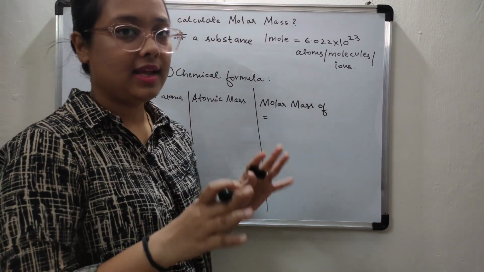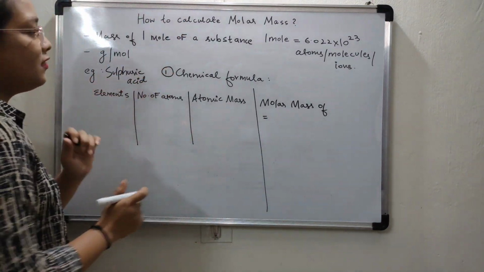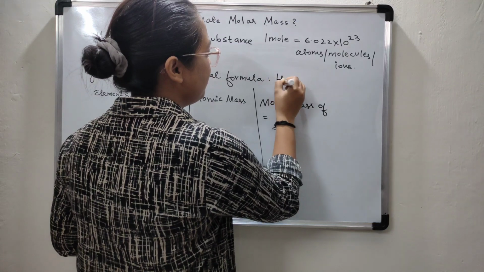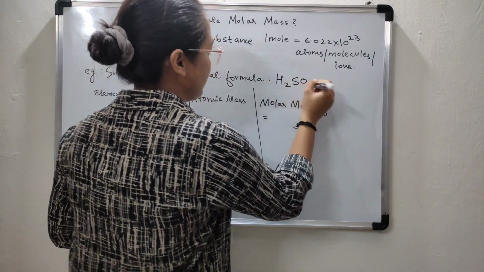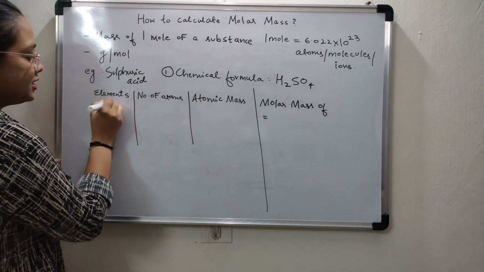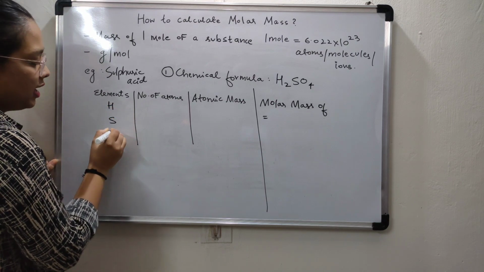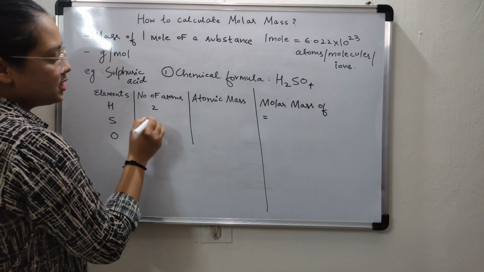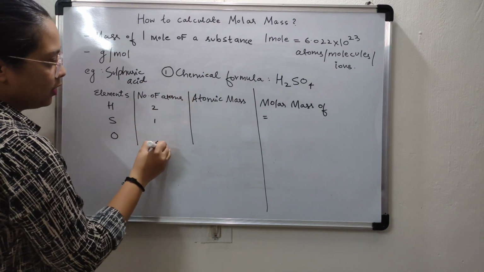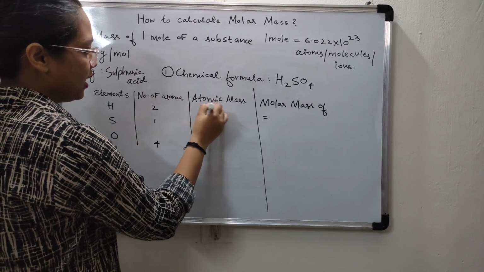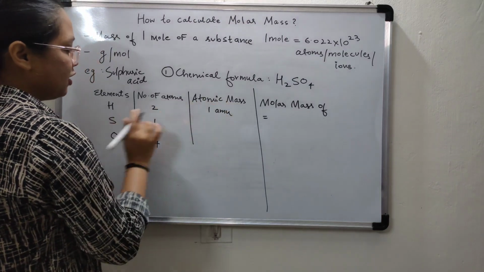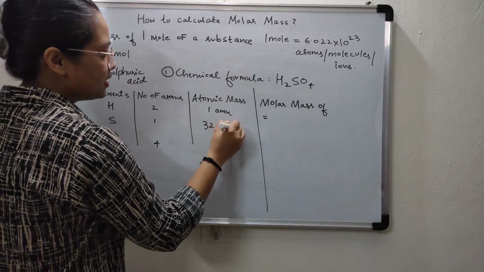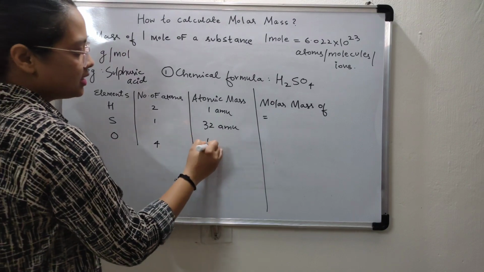Same method we will now apply on sulfuric acid. We will quickly try to calculate the molar mass of sulfuric acid. Determine the chemical formula: H2SO4. Identify the elements: I have hydrogen, sulfur, and oxygen. How many atoms? Hydrogen 2, sulfur 1, oxygen 4. Atomic mass of hydrogen is 1 atomic mass unit, sulfur is 32, and oxygen is 16.